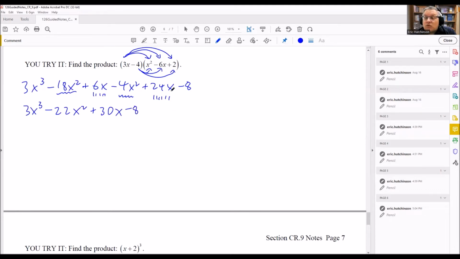There's nothing else that combines with that. Again, you always write these with descending powers. So 3, 2, 1, 0. That's how the powers go down when you write this. So this is your answer here for multiplying those.